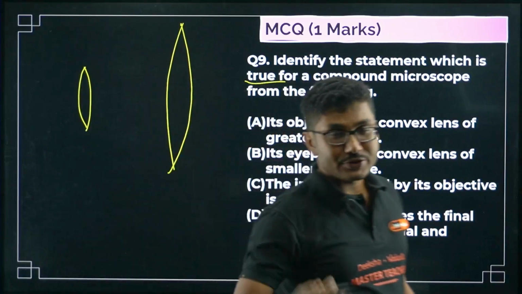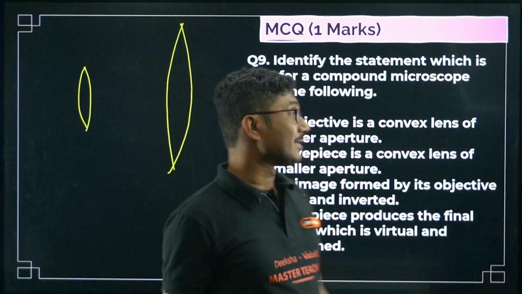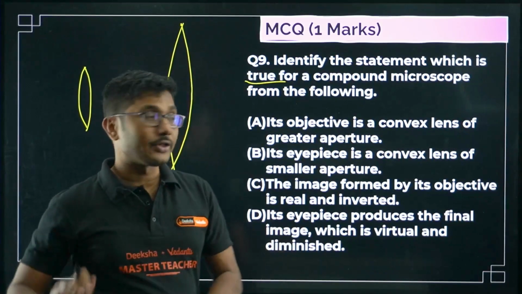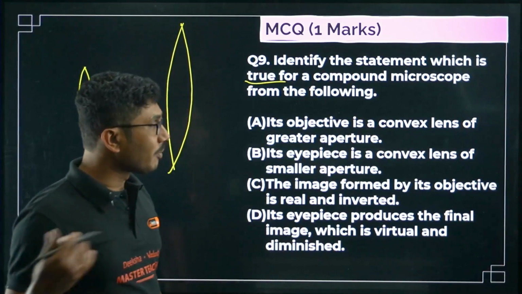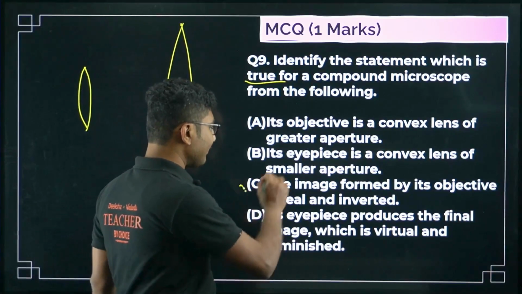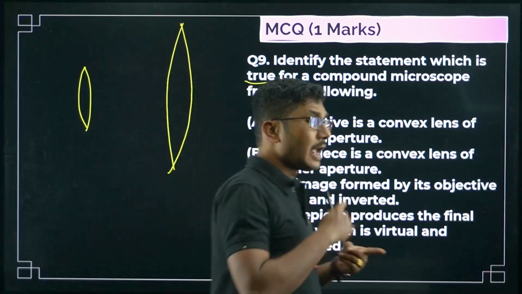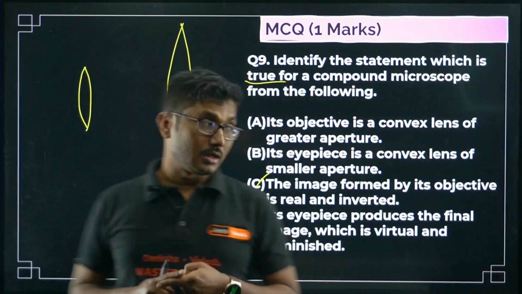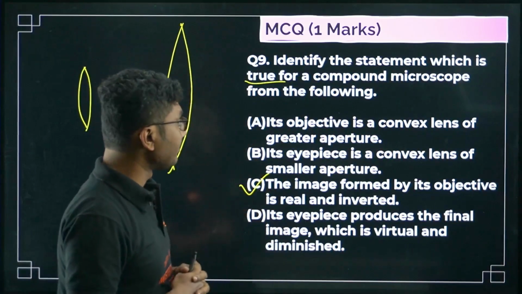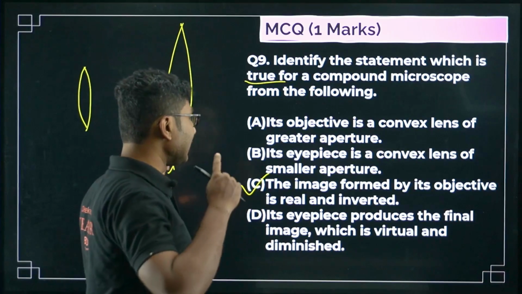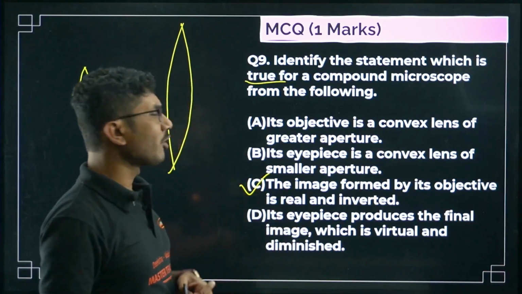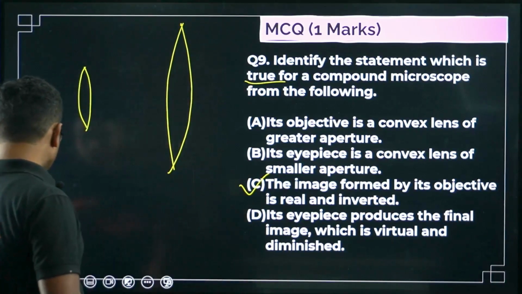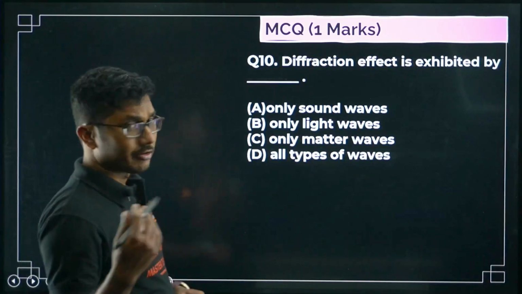Now during my live session, when it went live in the ray optics chapter, I gave you an incorrect answer. Sorry for that. The correct answer is: the image formed by its objective is real and inverted. It is not the first one, the objective being a convex lens of greater aperture. No, it is basically the image formed by the objective that is real and inverted. Those who answered it correctly, congratulations to them.